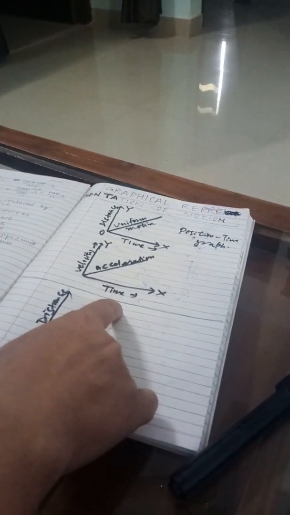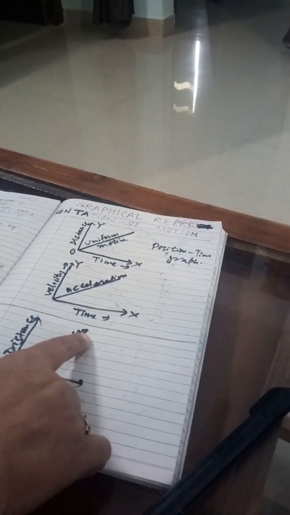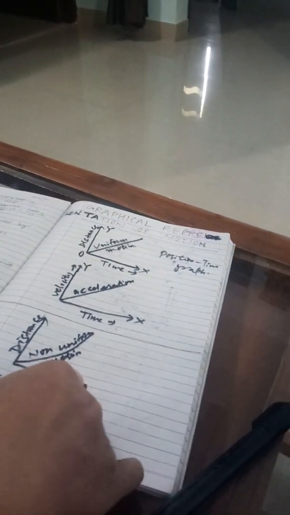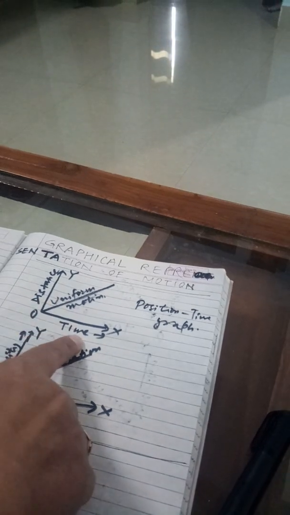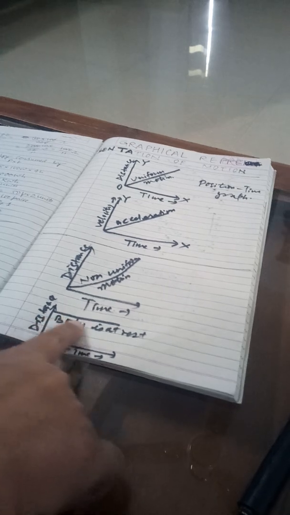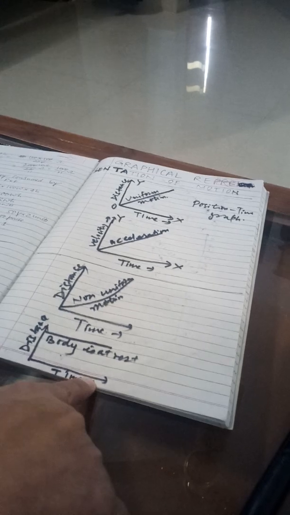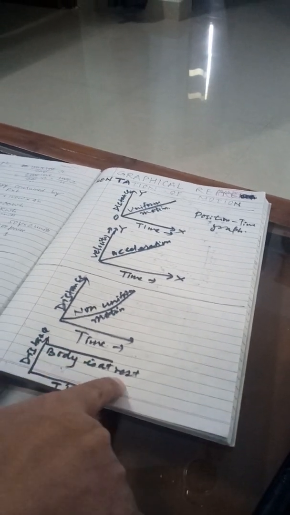So if there is a curved line and this is a distance time graph, it will denote a non-uniform motion. But at the same time, if the graph is a straight line and it is a distance time graph, it will refer to a uniform motion. At the same time, if the distance time graph is a straight line parallel to the time axis, it will denote that the body is at rest.